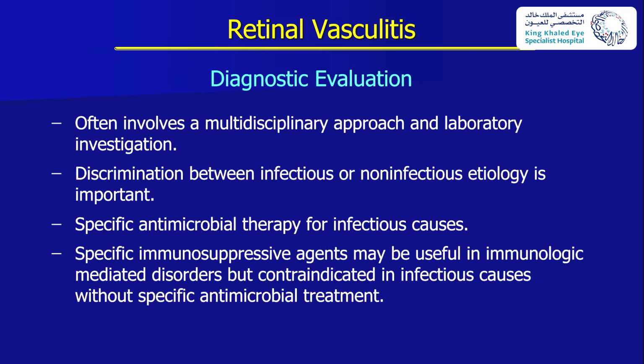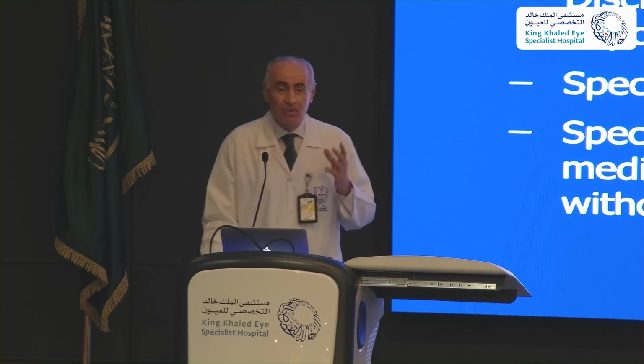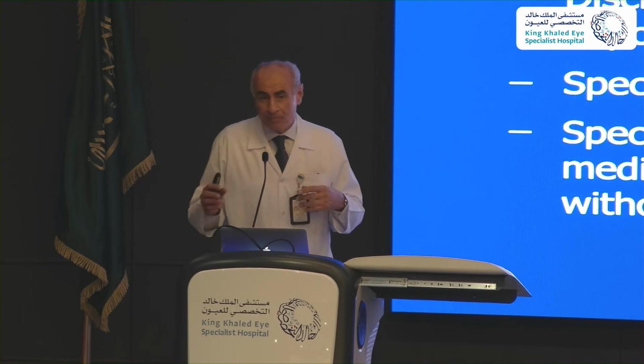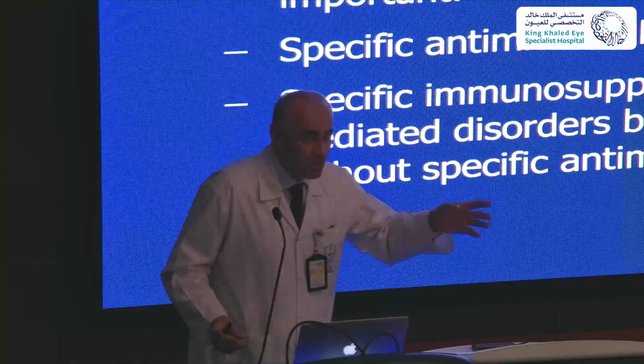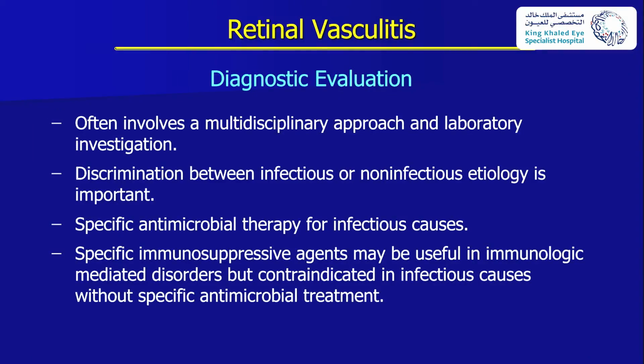So the approach that I would prefer for patients with retinal vasculitis is based on the clinical signs. If the patient has aneurysmal dilations, if the vasculitis is very occlusive, so TB is a possibility. If there is inflammatory vein occlusion, so we could think about Behçet and so on. So the diagnostic evaluation often involves a multidisciplinary approach and laboratory investigation. Frequently, we need to refer the patient to rheumatology and infectious disease. When you evaluate a patient with vasculitis, the first thing that you need to do is to discriminate: is it infectious or non-infectious? This is a very critical question. Why? If it is infectious and you treat the patient with immunosuppressive alone, you will induce a disaster.